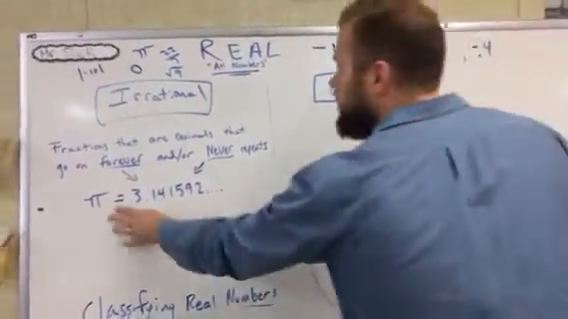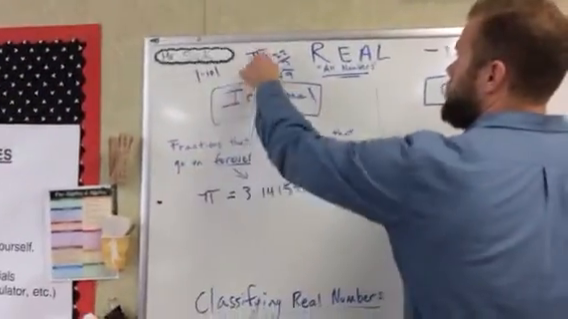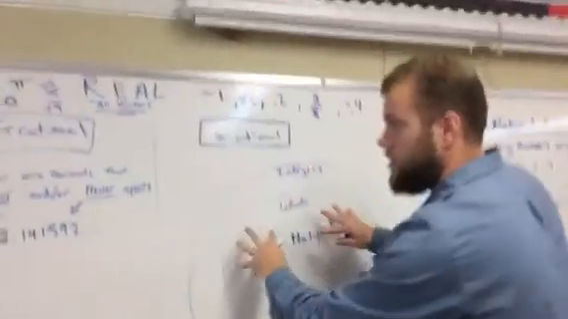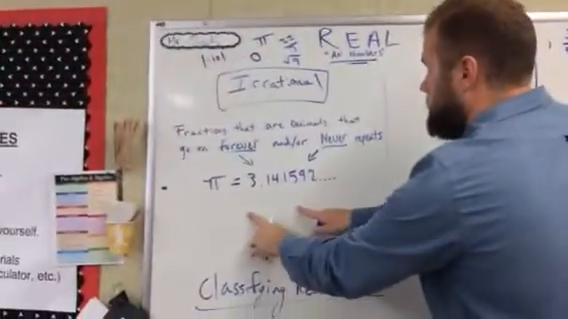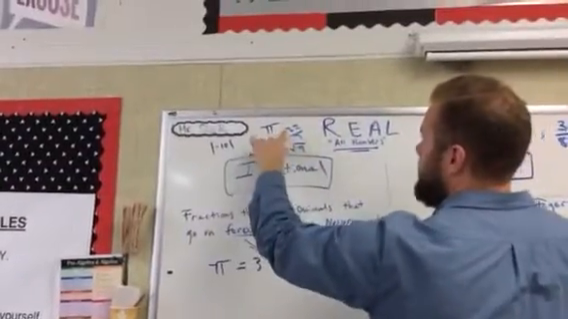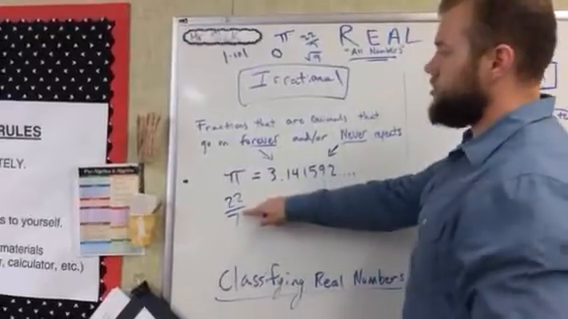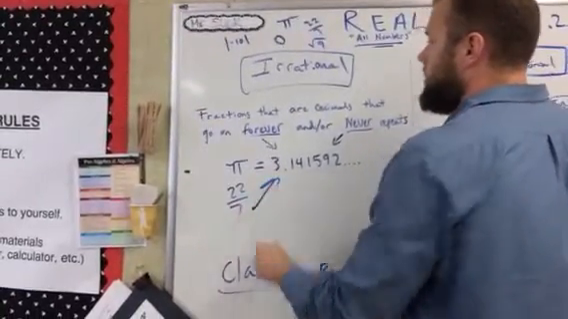Let's start with pi. Pi's already been placed. It is the most famous irrational number. Pi will never be on this side of the board. Pi is only on this side of the board. With pi is pi's best friend, 22/7. Because 22/7 in your calculator gets you that number.